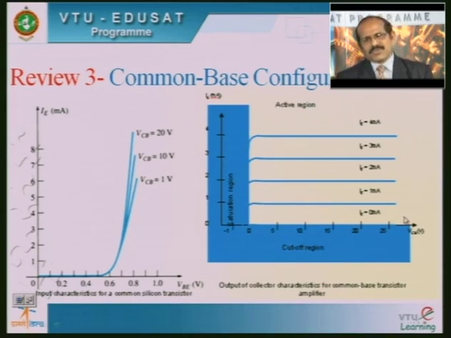You can also note that the collector current is independent of the variation in VCB. That means irrespective of the changes in VCB, the collector current remains constant here. Therefore, you get a flat curve in the active region, and because of this flat nature of the curve, the active region is preferred for amplification purposes.